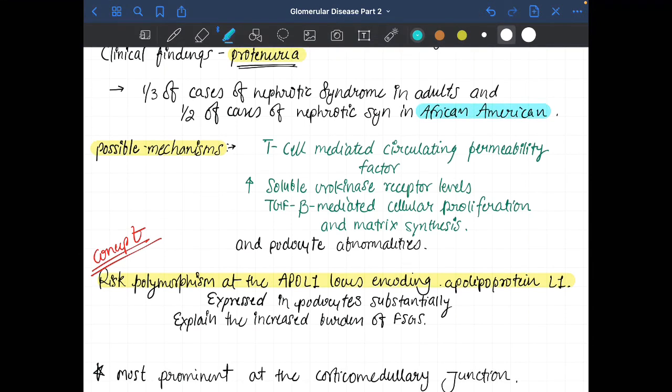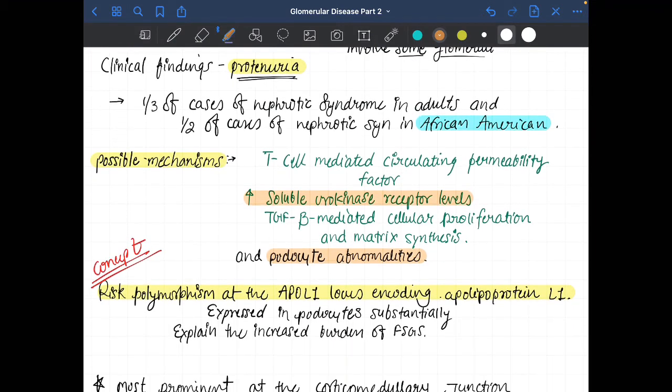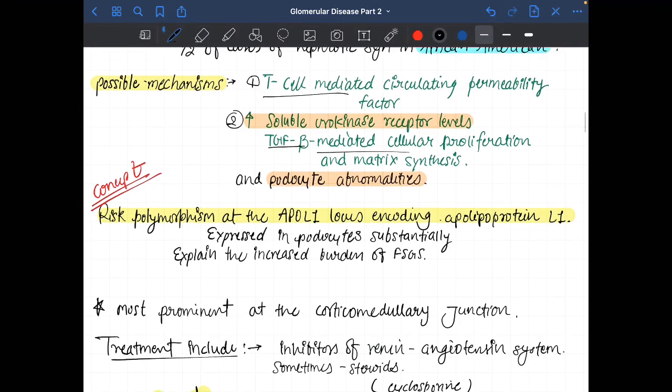The possible mechanism given is a T cell mediated circulating permeability factor, which will increase the soluble urokinase receptor levels. Take note, increased soluble urokinase receptor level. Also TGF beta mediated cellular proliferation and matrix synthesis, and podocyte abnormalities. So these are the possible mechanisms which will cause the sclerosis in the segmental part. Number 1, T cell mediated. Number 2, increased soluble urokinase receptor level and TGF beta mediated cellular and podocyte abnormalities.